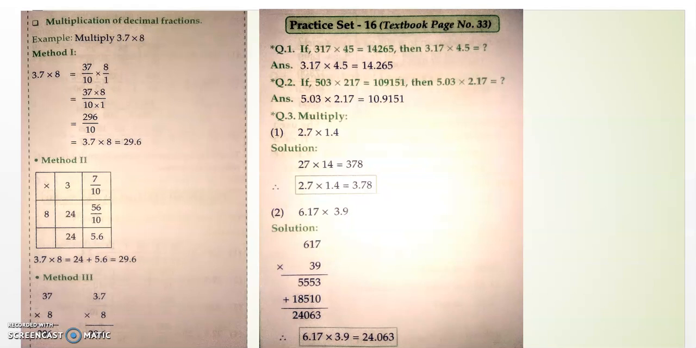Very good morning, students. Today we'll study multiplication of decimal fractions. You can open your textbook, page number 33. First we'll study an example. Here it is given 3.7 into 8.